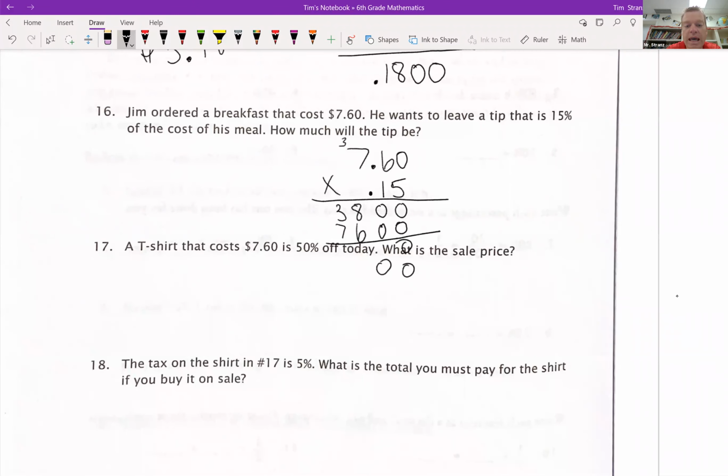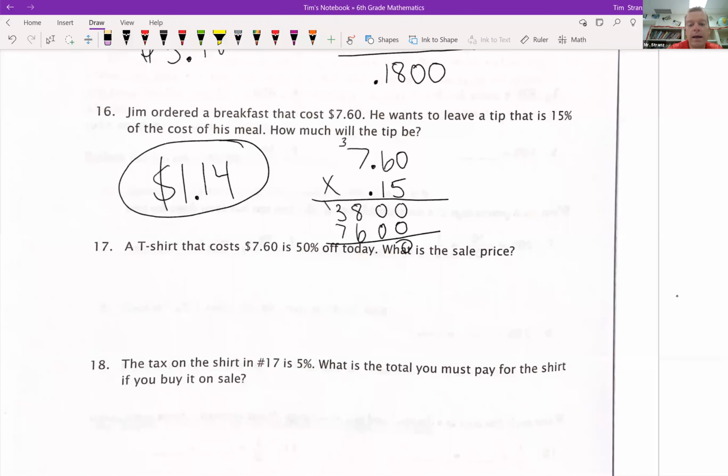0, 0. 8 plus 6 is 14. It's 10, 11. We have 4 decimal places. So 1, 2, 3, 4. So he's going to add on about $1.14. That is his tip on a $7.60 breakfast. He's going to leave the tip of about $1.14. Okay, I'm going to erase this here.